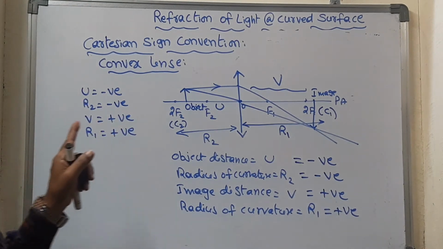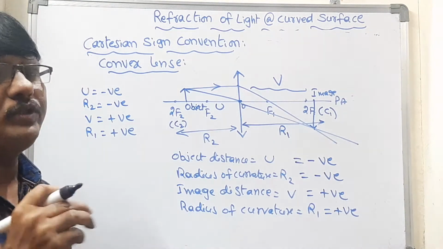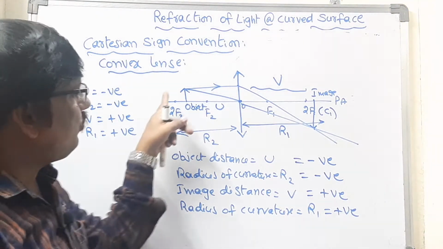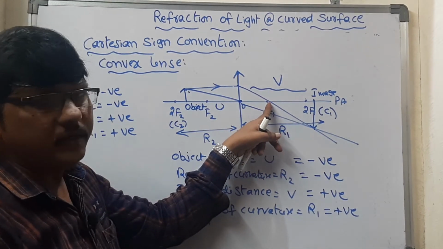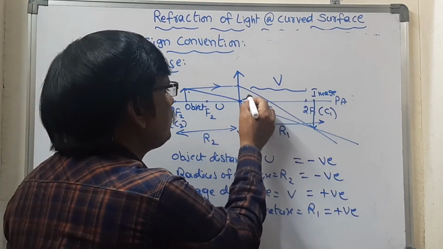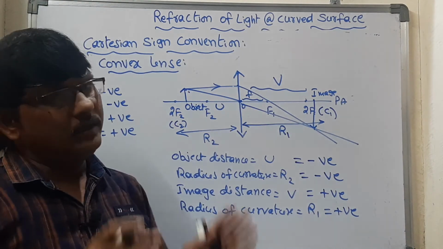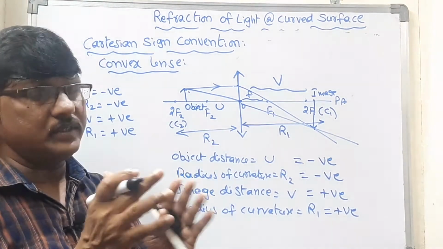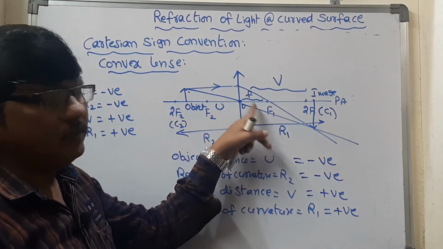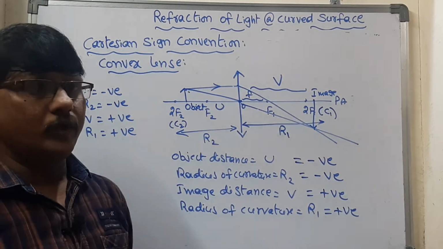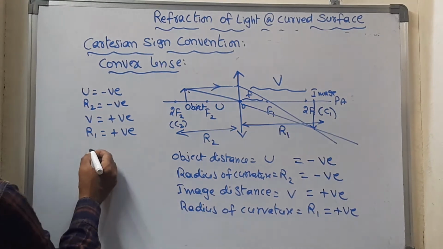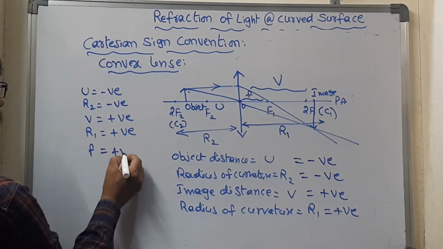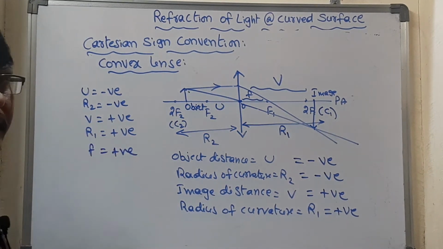And then what about the focal length? Which side is the focal length forming? If we take the rays from here, they intersect at this point, and the distance between these two is what we call the focal length of the first side. That is on the right side now, so the focal length is positive for a convex lens. So F is positive. That is about the convex lens.